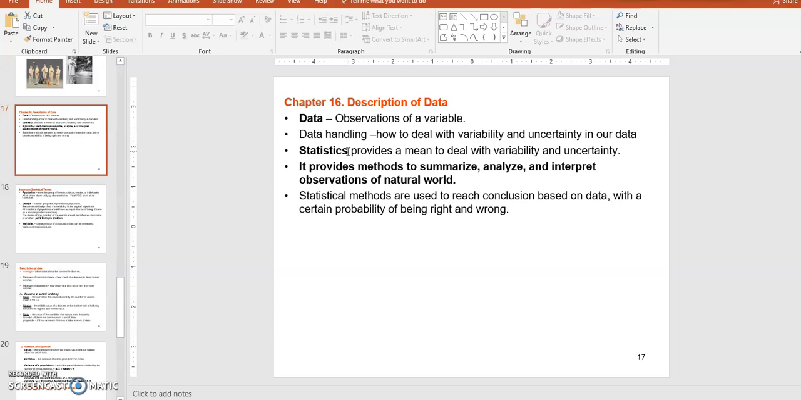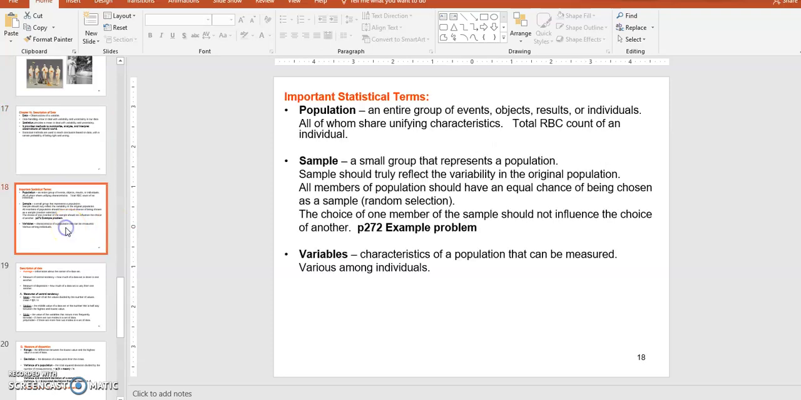So you cannot perform an assay just once and assume that you have the right data. You may have to perform it several times and get maybe the standard deviation and average of your values and see if there's any kind of correlation in there. So it provides methods to summarize, analyze, and interpret observations of the natural world. That's what statistics does. Statistical methods are used to reach conclusions based on data with a certain probability of being right and wrong. That's what you do in science, right?